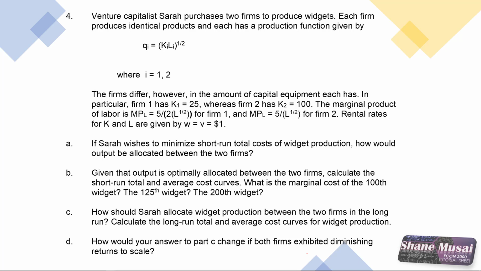What is the marginal cost of the 100th widget, the 125th widget, and the 200th widget? We must know that the short-run total cost is equal to the short-run total cost of firm 1 plus the short-run total cost of firm 2. So let's check firm 1 first. Short-run total cost of firm 1, usually the formula is v, the rental rate of capital times the amount of capital plus the wage for labor times the amount of labor. So therefore, we know v and w are equal to 1, and we know capital is equal to 25. So this is equal to 25 plus L, because w is equal to 1.